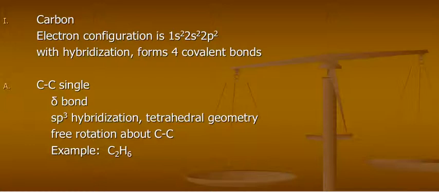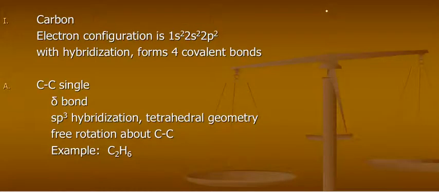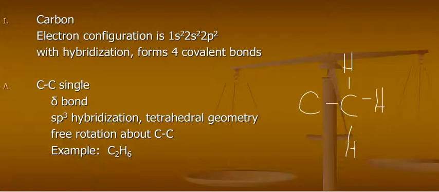Let's look at the different bonds carbon can form. Single bond is a sigma bond. The hybridization is sp3, tetrahedral geometry. C2H6, for example, looks like this. There is free rotation around the carbons, and the bond angle, even though it doesn't look like it, is 109.5 because it's tetrahedral geometry, so it's not a flat molecule.